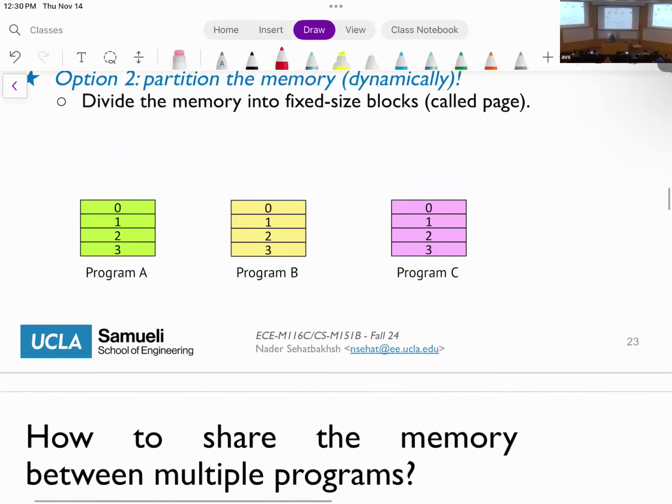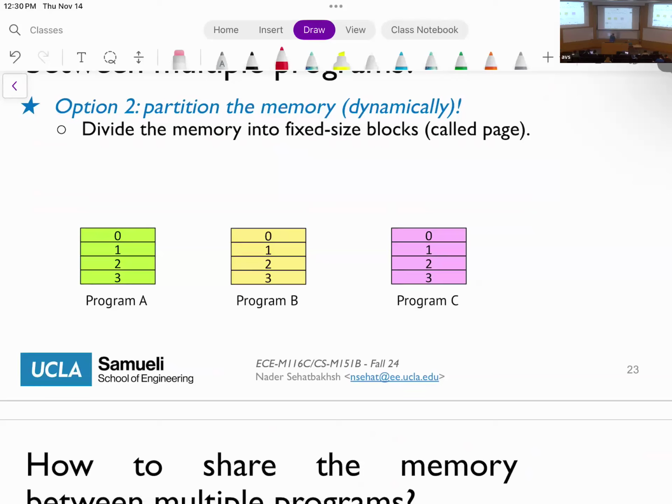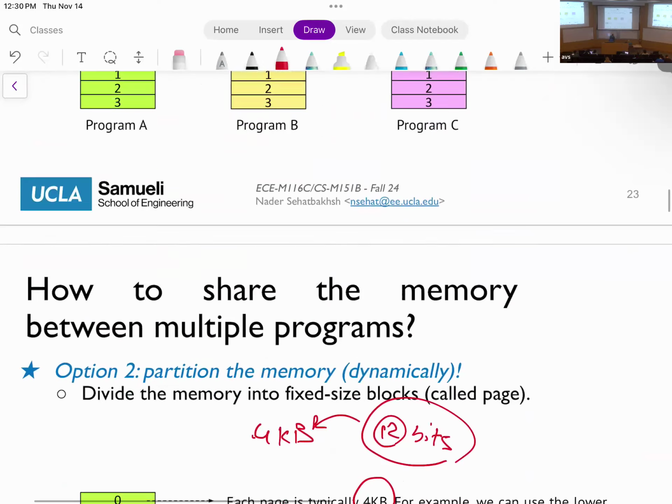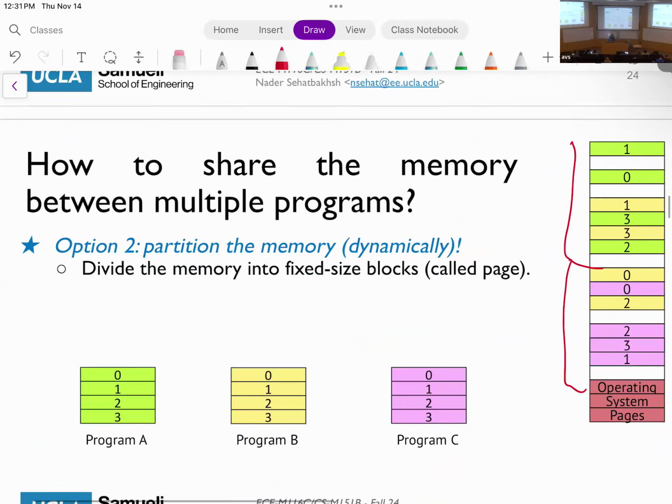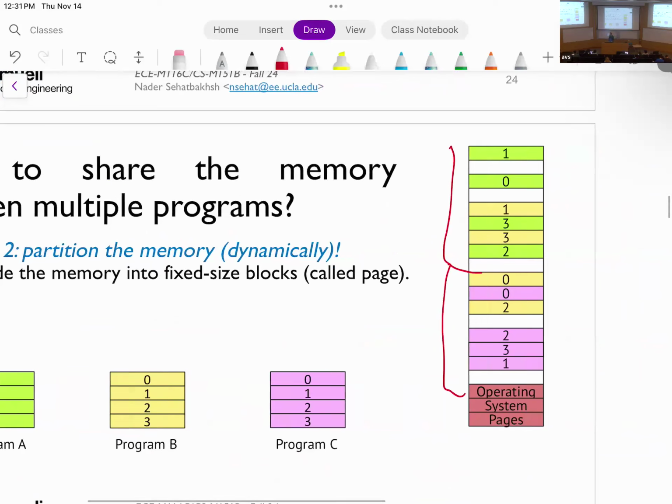All right, so going back to what I was saying: I have a bunch of different programs. Each one has multiple pages. I still want to be able to access the bytes within the pages, and I'm going to use what we call the page offset. But then how do we scatter this into the main memory? We're going to scatter it on a page-by-page basis. Essentially, we can divide the memory also into pages, and we assign different pages of different programs into the system.